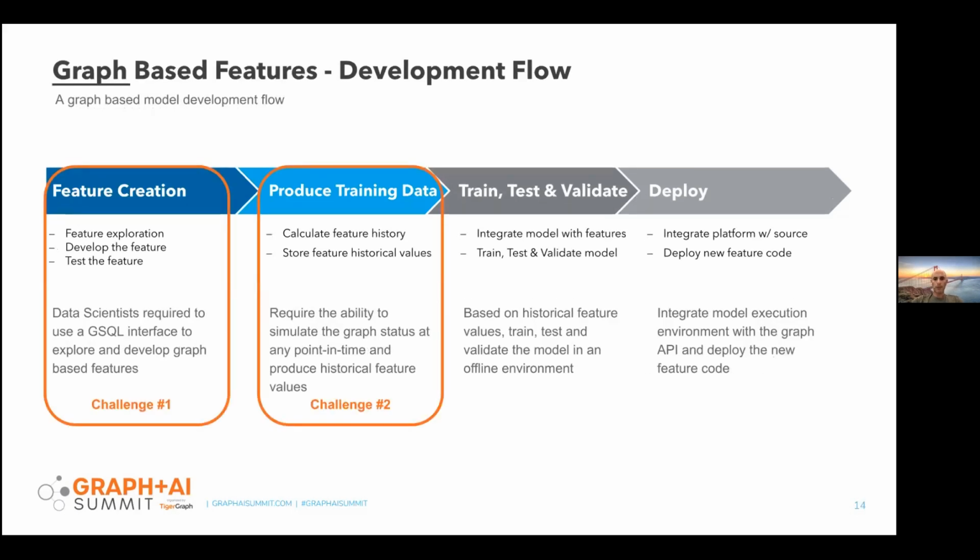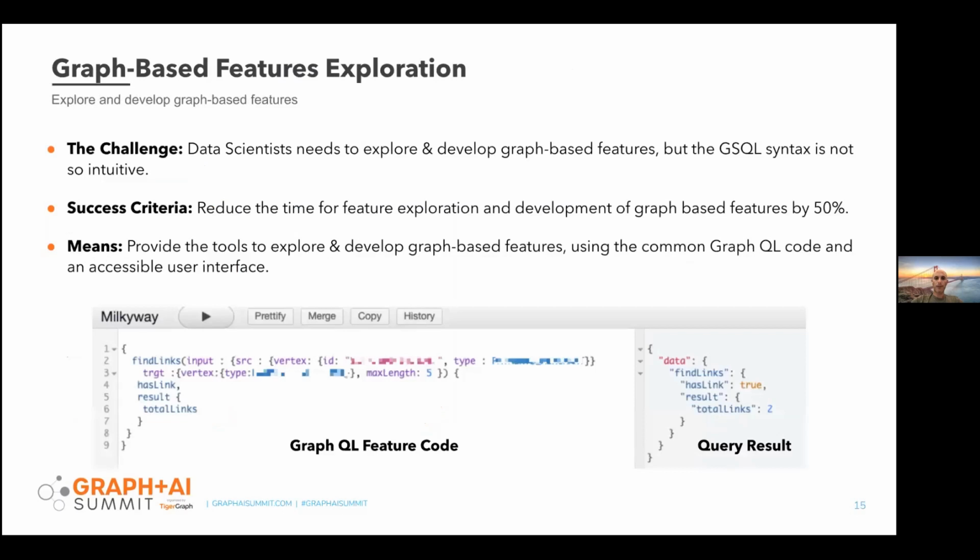As opposed to the classic model development flow, the graph-based features development flow is a little bit more challenging. The two first steps are the biggest challenge. We need to allow our data scientist teams to explore, experiment, and develop graph-based features without the need to train them on GSQL syntax. And second is to produce point-in-time simulation of relationships in order to allow historical graph-based features calculations for model training and testing. Let's see how we solve the first challenge. This is how we define the first business problem. We want to allow data scientists to explore, develop, and test graph-based features without the need to learn GSQL code.